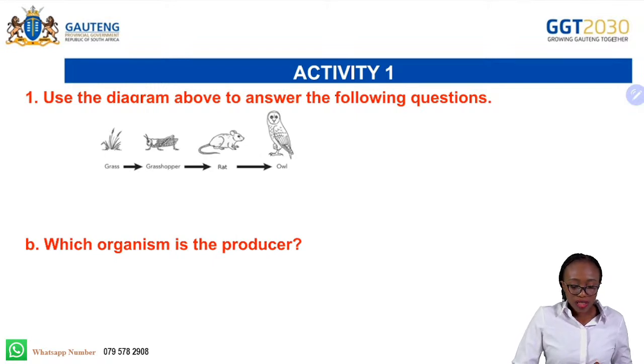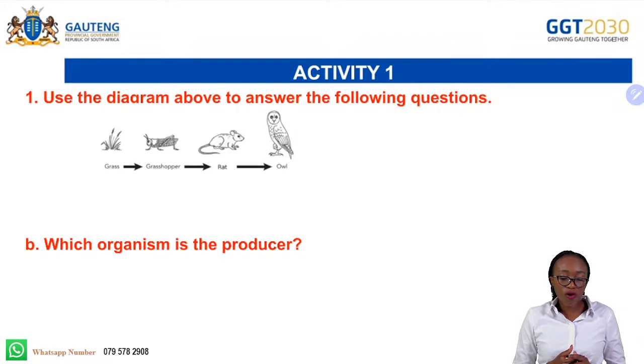Now, of these organisms, which one is the producer? Is it the grass? Is it the grasshopper? Is it the rat? Or is it the owl? You need to ask yourself, what do I know about producers? Producers produce their own food, and they're capable of doing so because they can photosynthesize.